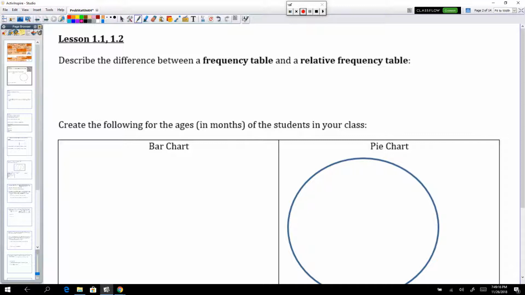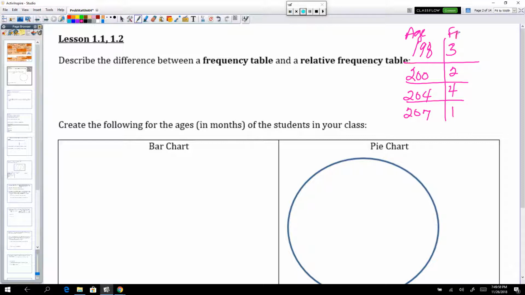This isn't a real classroom, but perhaps we had a classroom that had some people that were 198 months old, some people that were 200 months old, 204 months old, and 207 months old. And the frequency of those people, of how many people were those ages. Let's say maybe it was a small class, it was a teeny tiny class, it was only 10 kids, and so we have 3 that were this age, 2 that were that age, 4, and 1. And so this was the age, and this is the number of times that it happened, right? The counts. Age and frequency.